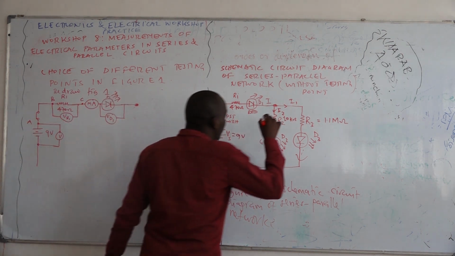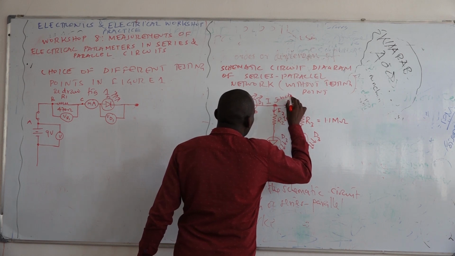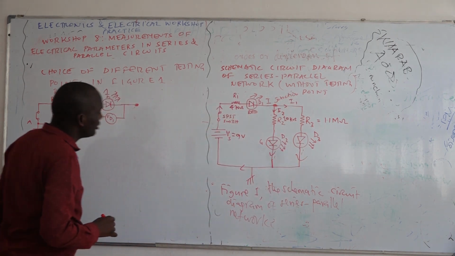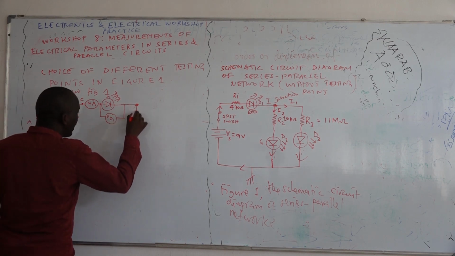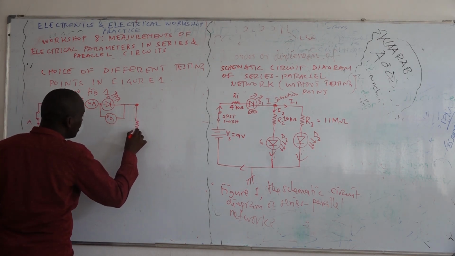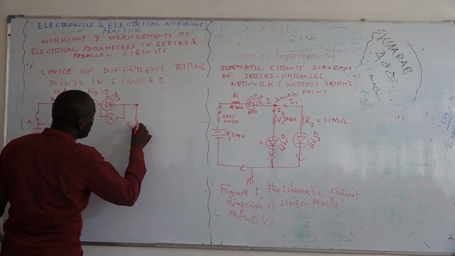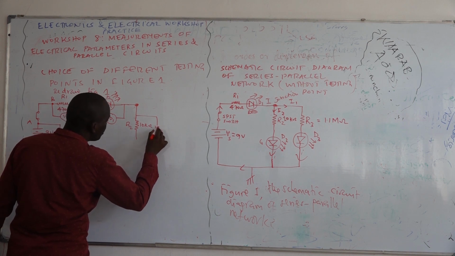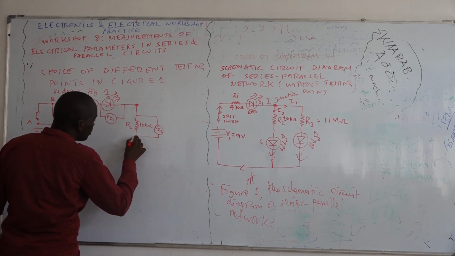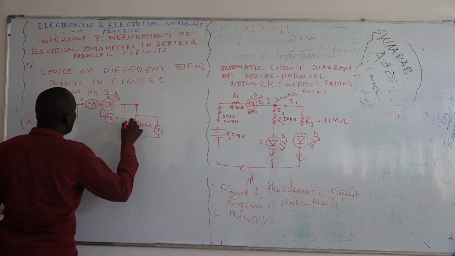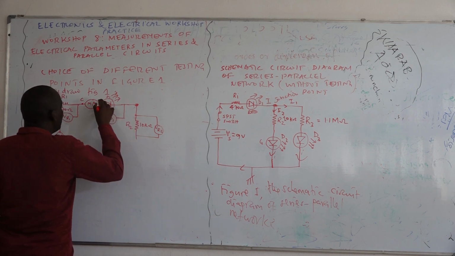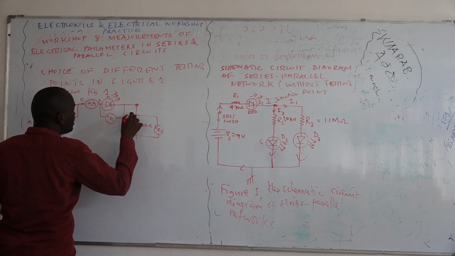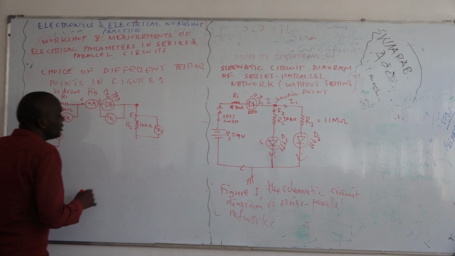So let me write this one for my friends here. Then, here we have R2. What is the resistance of R2? 10 kilo ohm. And what about the potential drop? So we need V across R2. So this will be testing point D. Then this is letter E.